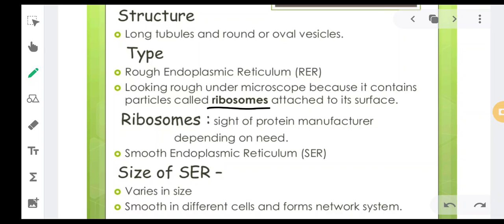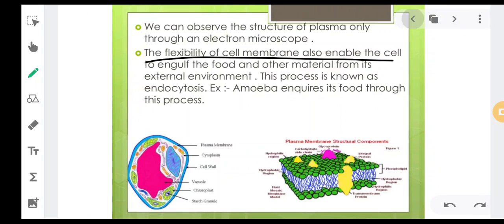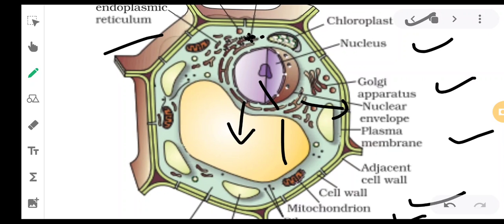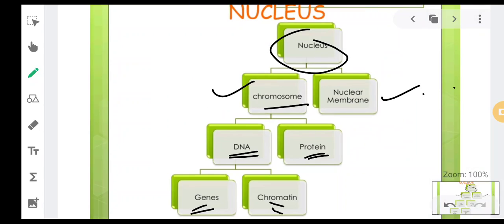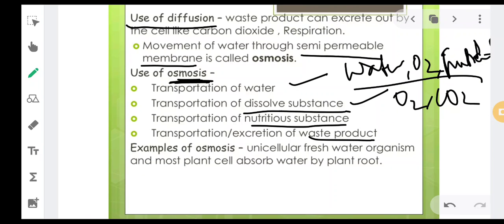Generally there are various different sizes of smooth endoplasmic reticulum. Some are big, some are small. If you can see over here in this cell diagram, there are various different types of smooth endoplasmic reticulum. This smooth endoplasmic reticulum is bigger, and if you compare it with this one, this is smaller, as you can see. So there are various different sizes of smooth endoplasmic reticulum. That is very essential.